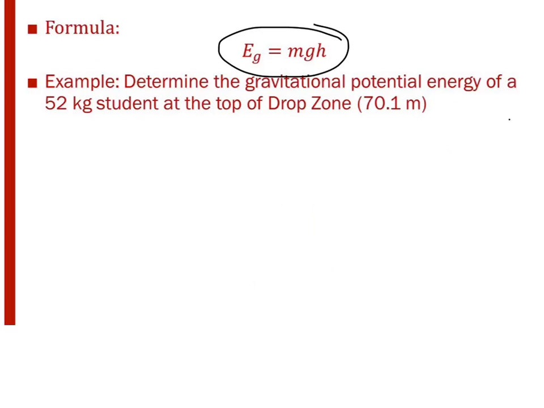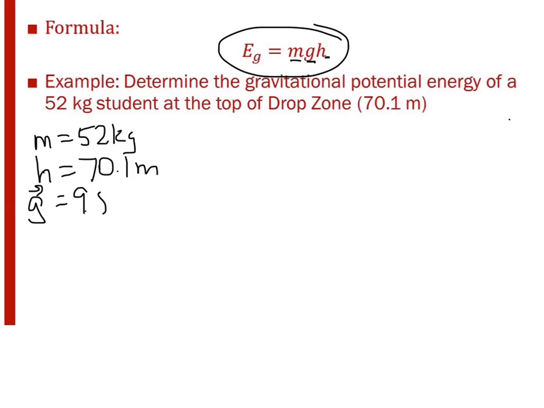So you've got mass in kilograms. You have g, your acceleration due to gravity, and you have h, your height. So it says determine the gravitational potential energy of a 52 kilogram student who is at the top of Drop Zone at Canada's Wonderland, 70.1 meters. And we always have our g at 9.8 meters per second squared. So we don't have to rearrange at all. We can just go ahead and put our information in.